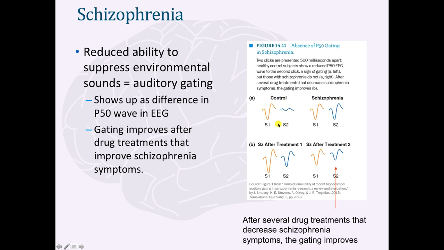And so you can see here in a control individual, the first click gets a big reaction through the EEG signal, and the second click gets a much, much diminished reaction through the EEG signal. In individuals with schizophrenia, hey, look, that second click gets just the same size reaction as the first one. What's interesting, this type of auditory gating, that reduction in the reaction to the second click, improves after a few drug treatments that improve the symptoms of schizophrenia. So after several drug treatments that are effective in decreasing the symptoms of schizophrenia, we can see that there has been a reduction in that reaction to the second stimulus. So auditory gating improves with successful treatment with antipsychotics.